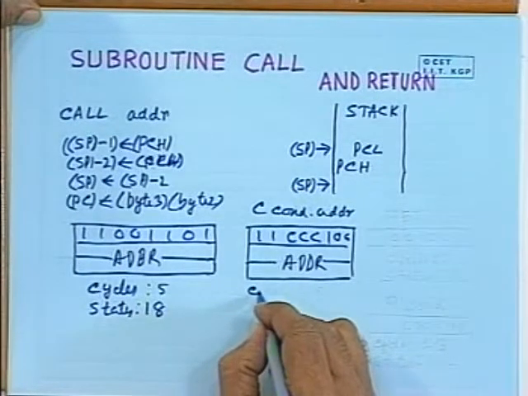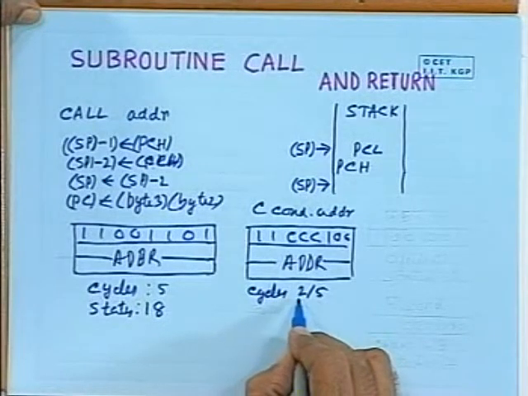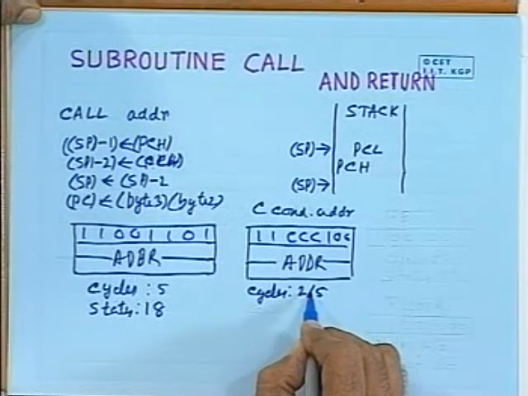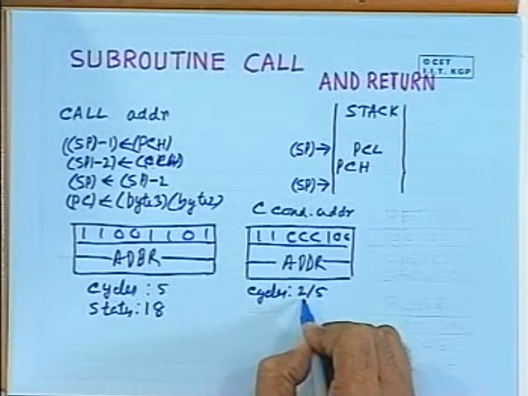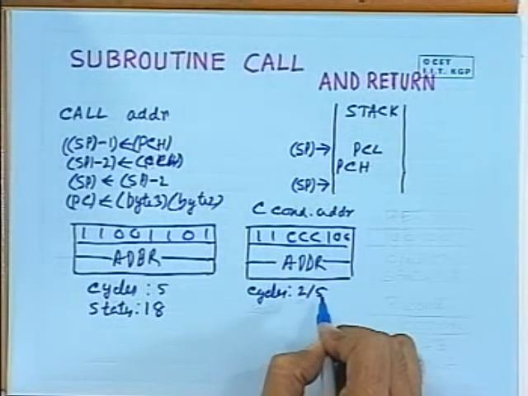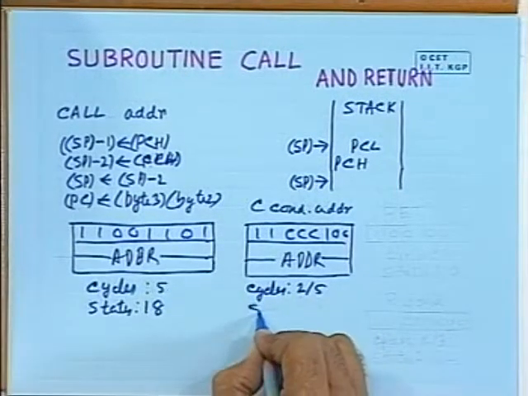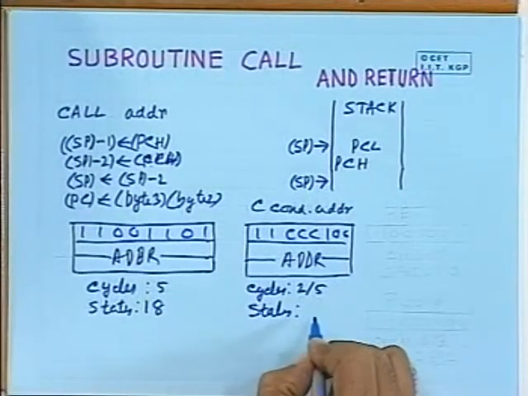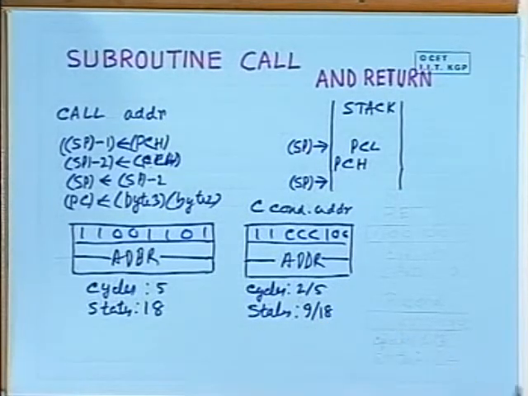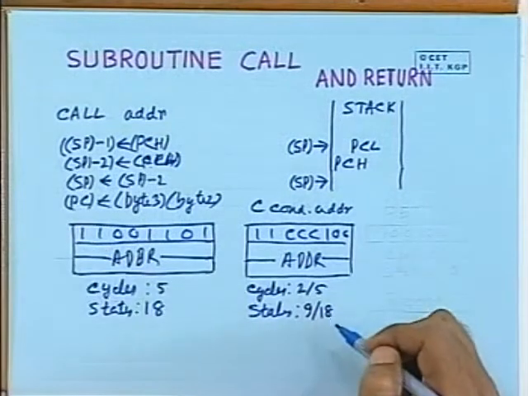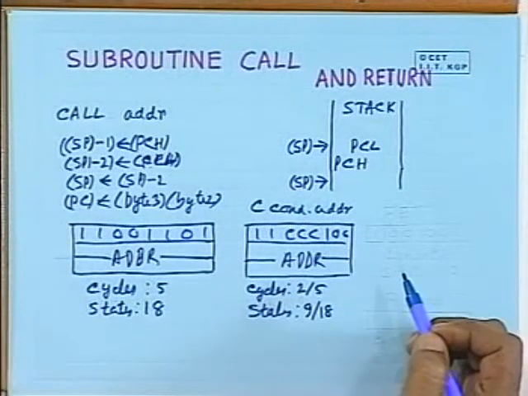So the total cycles required is either 2 or 5. So you see here again the time required is different. When this condition is not satisfied, the number of machine cycles required is only 2, but when it is satisfied, then you require the same time as the unconditional call. The number of states required again will vary, 9 or 18. So we find there is some difference in execution times in the case of conditional subroutine calls.